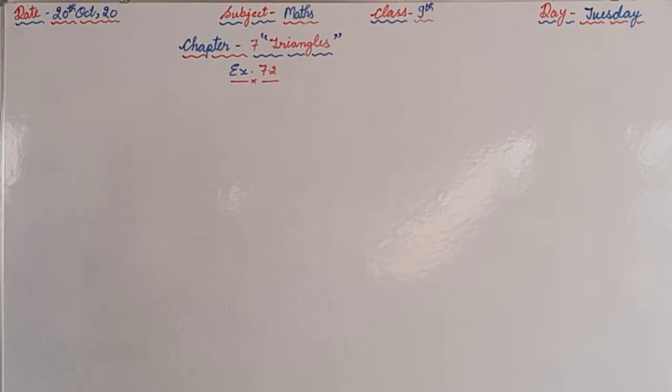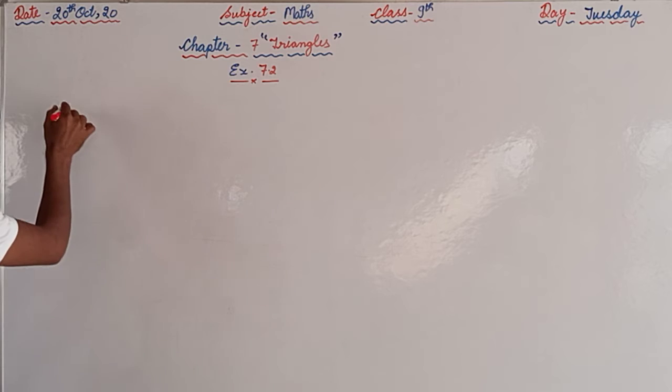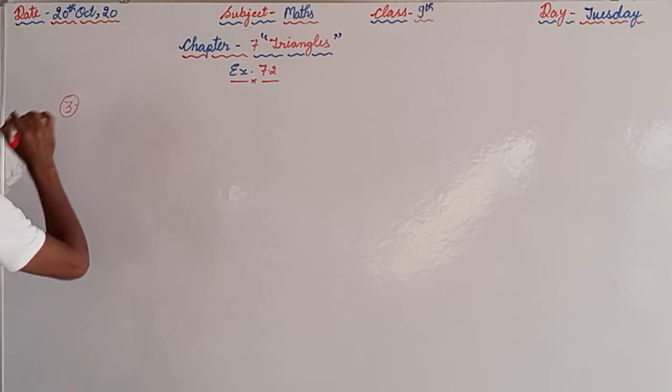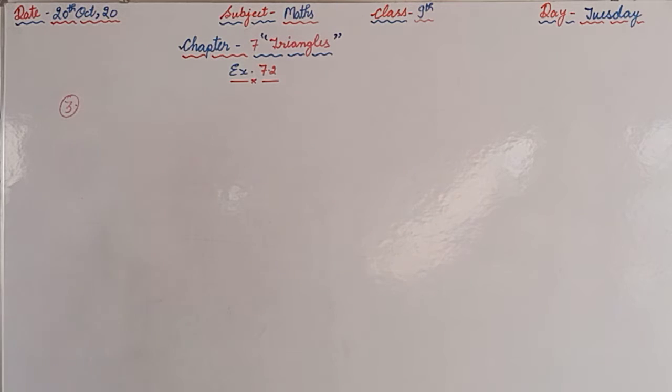So today we will start with question number 3, and as I told you many times, you should have your textbooks with you while watching the video, so that you can also read the questions and get the information given in the question. First of all we will read question number 3, exercise 7.2, given on page number 124.